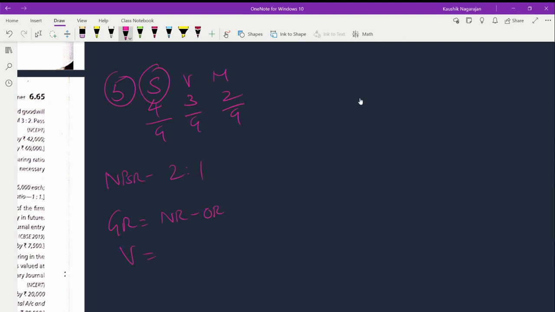So first let's calculate for the continuing partner V. For V, the new ratio is 2 by 3 minus the old ratio, which was 3 by 9. LCM for 3 and 9 will be 9. 3 into 3 is 9, 2 into 3 is 6, minus 9 into 1 is 9, 3 into 1 is 3. So 6 minus 3 will give me 3 by 9. I used the formula of gaining ratio, so a positive value is always a gain for me.